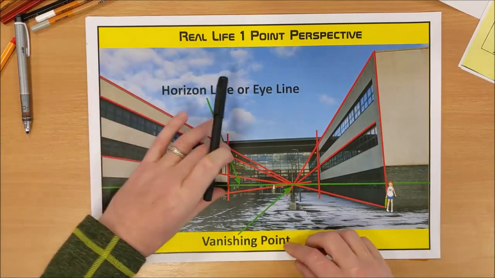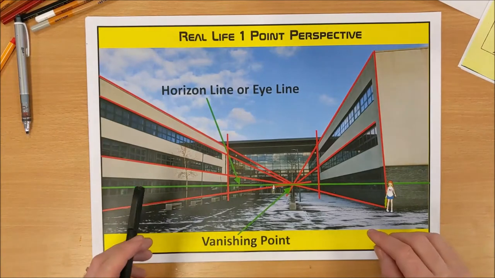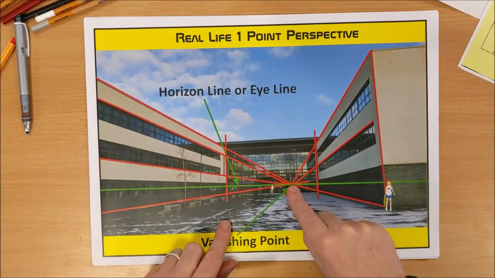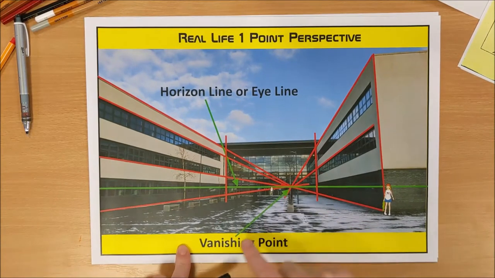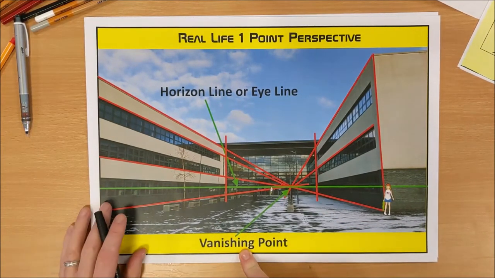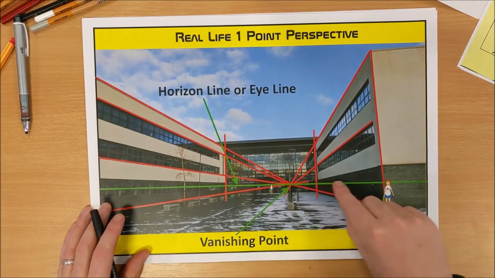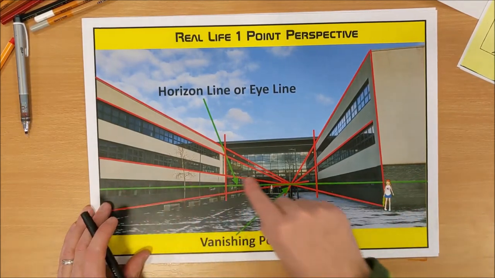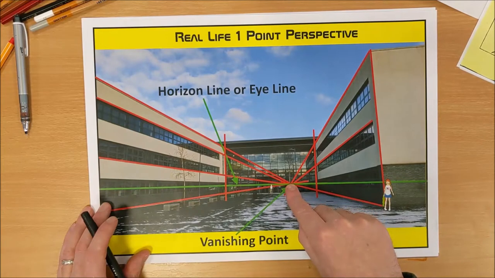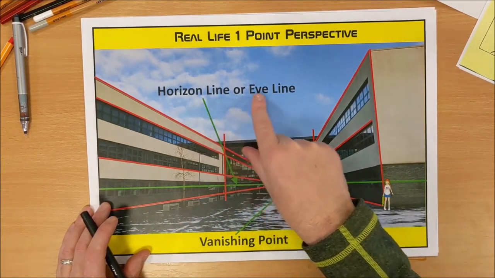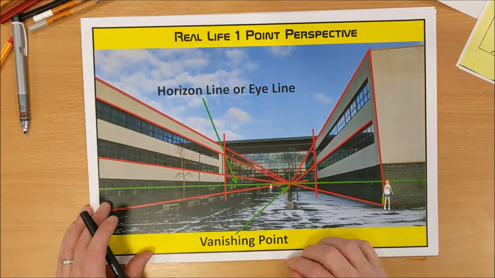Again, you can see over that side, all coming down, and it all goes down to one single point in the distance. This point is called the vanishing point. The vanishing point is the position on this green line that you decide where to put, and this green line is known as your horizon line or your eye line.